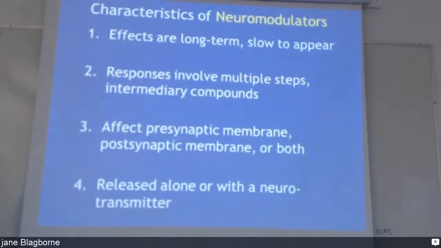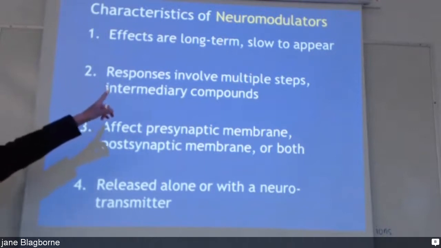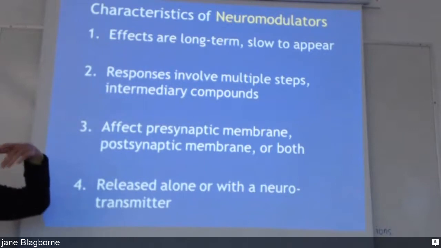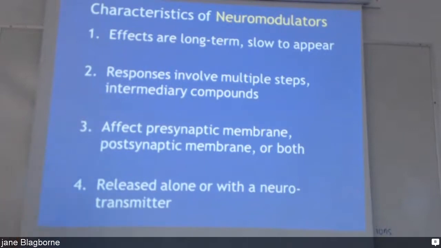Characteristics of neuromodulators: the effects are long-term and slow to appear. You'll often find that with antidepressants. They're given for a long period of time before the person actually feels much better. But they do last a long time once the person has their blood level up. And you have to reduce them slowly. That's another thing. If you come off them, you don't just take yourself off them. You have to reduce them slowly so that you drop that blood level gradually.